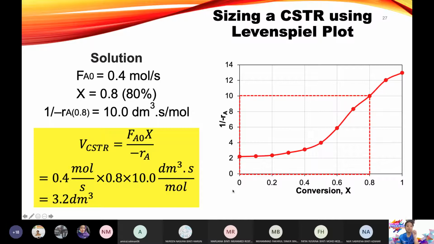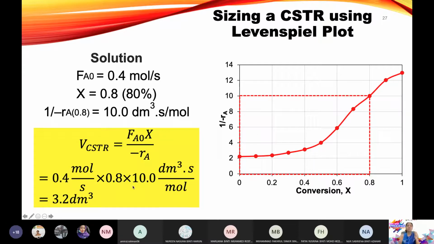Okay, this part is where students sometimes get confused. Why suddenly multiply by 10, doctor? Not divide. You must remember, in this plot the height is 1 over minus RA. 1 over minus RA is 10. That's why you multiply directly by 10, not divide by 10. Earlier, the table information was minus RA, that's why you had to divide by the value of minus RA. But when you use the plot, the value is 1 over minus RA, which is 10. So that's why you multiply by 10. You look at this plot at 0.8, okay, 1 over minus RA is 10. That's why you multiply directly with 10.